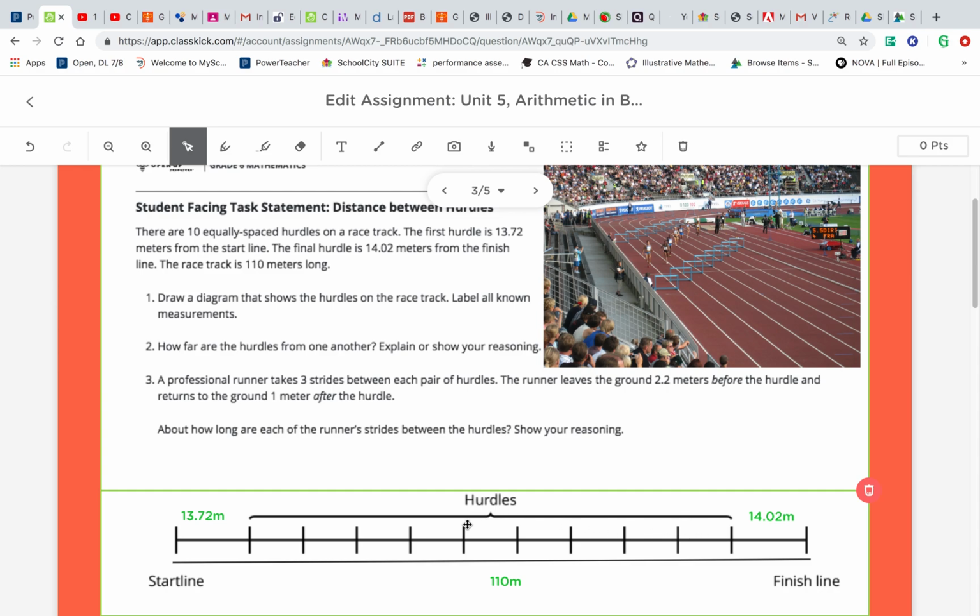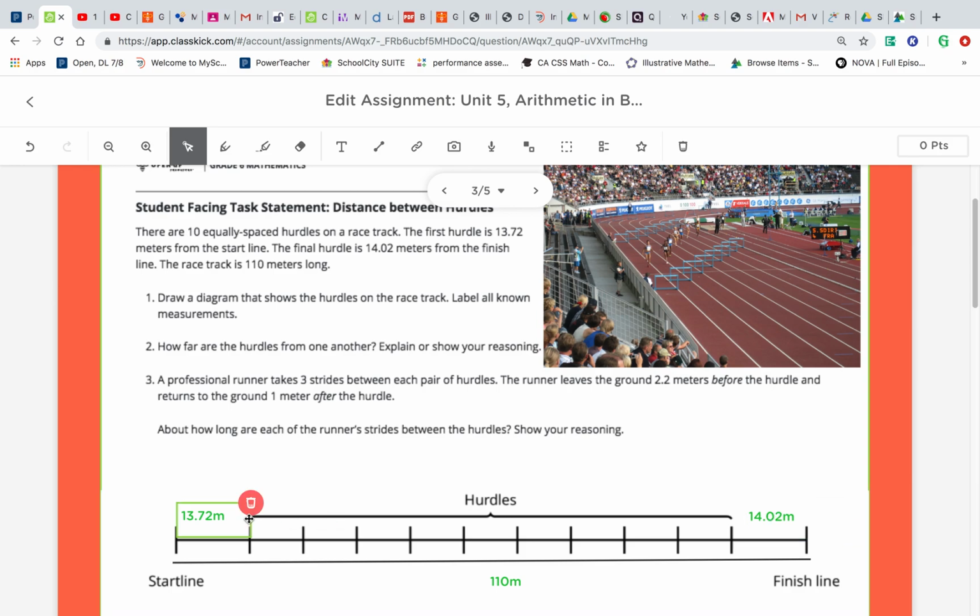So if we can take this measurement and divide it by 9, then we'll know how far apart it is between each hurdle. But we need to first know what this measurement is. So it's not 110 meters, right? The whole thing is 110 meters, but we have to subtract this and this. We have to cut both of those parts out.